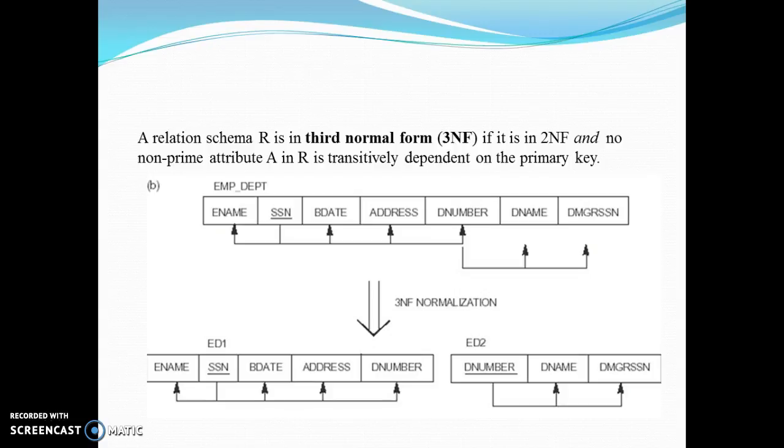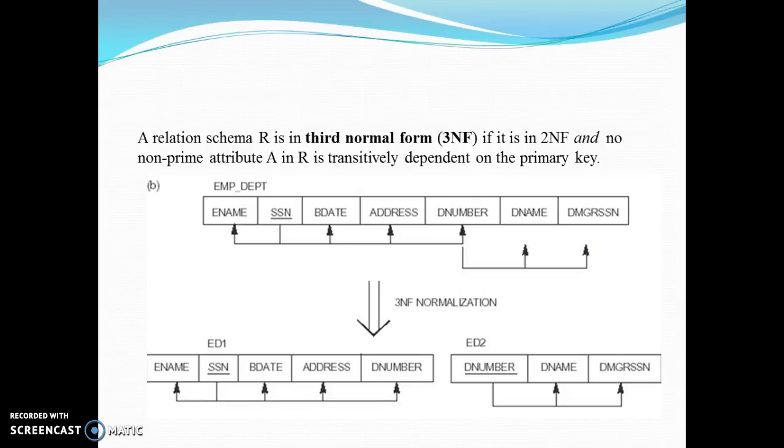That means here is another example of an employee department relation. Here ename, SSN, bdate, address, D number, DNAME, DMGR SSN are out there. If we divide this entire relation into 3NF, then we will get two normalized relations. One is called ED1 and the second one is ED2.